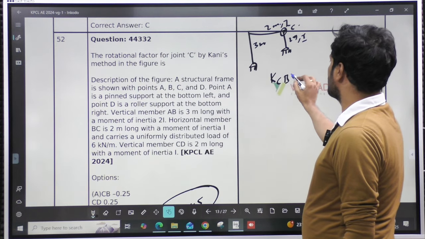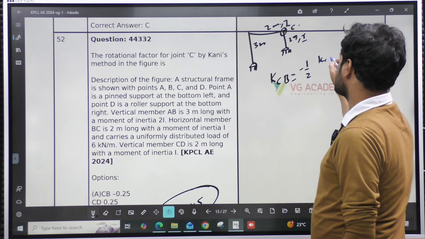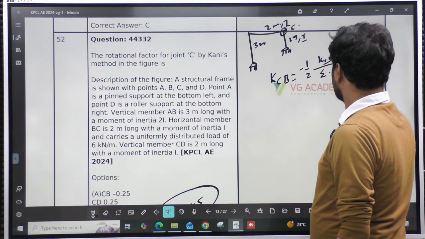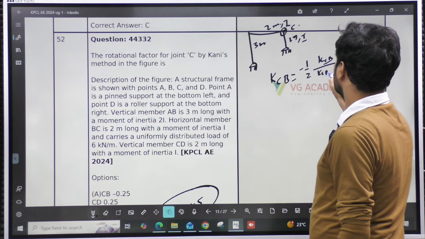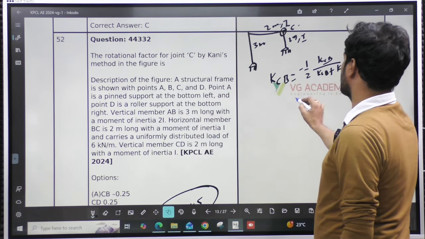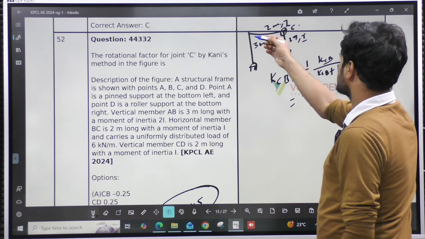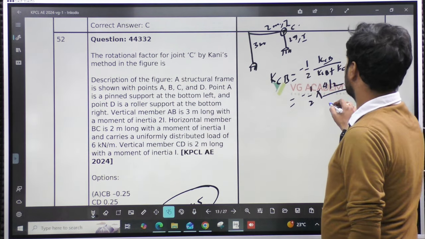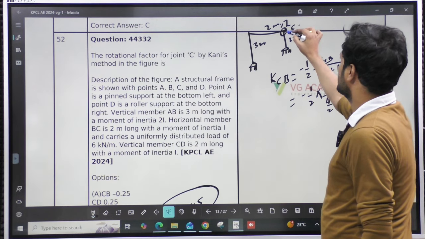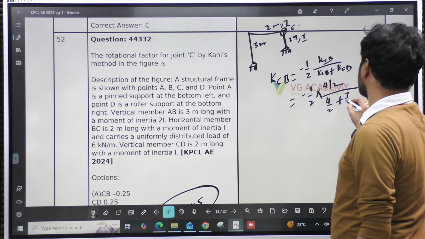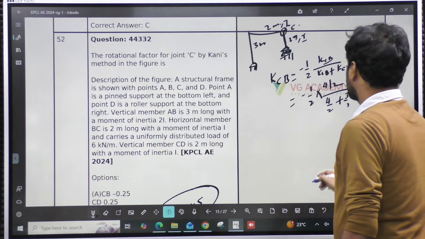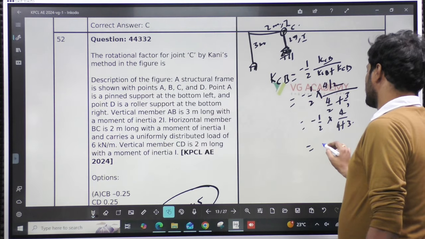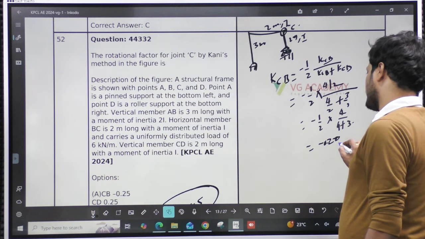So KCB we will find, which is minus half of KCB divided by sigma of K, or we will write KCB plus KCD. So minus half of, so this is fixed joint, so 4EI by L, so directly I will write 4 by 2 and this is 4 by 2 plus this is 3 by 2 because this is pinned support or roller support, anything will be same. So minus half of 4 divided by 4 plus 3, which is minus 0.28 we are getting.